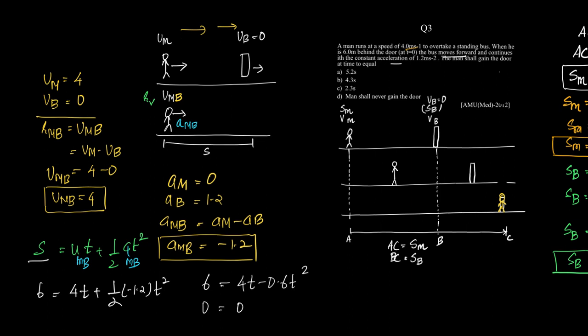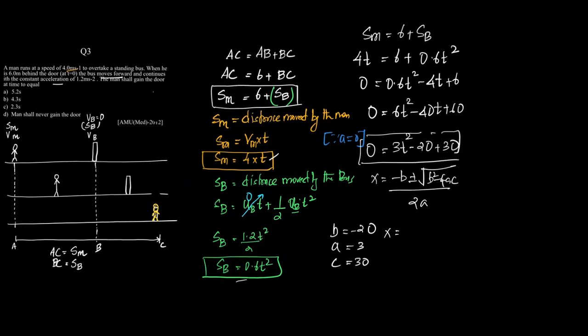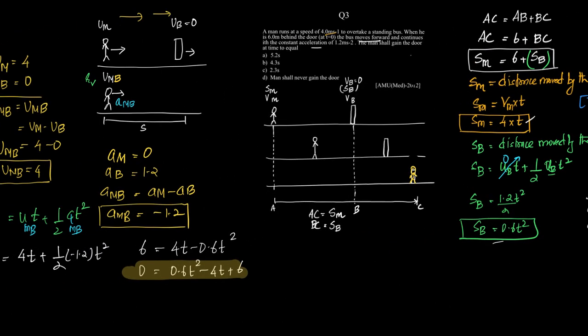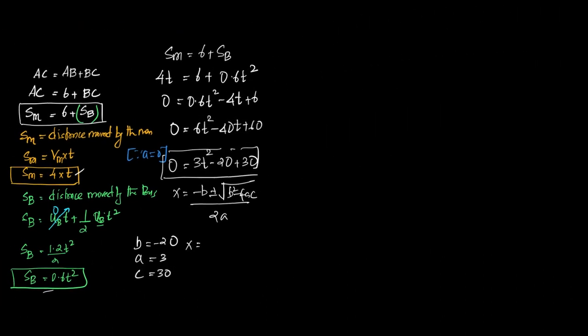So this is equal to 0.6 t square minus 4t plus 6 is equal to 0, which is the equation that will give us the solution for the time. Is this the same as the previous equation? 0 is equal to 6t square minus 40t plus 60. Yes, this is the same equation. So this also will give you the answer to the time. So we have solved the one problem in two different ways.